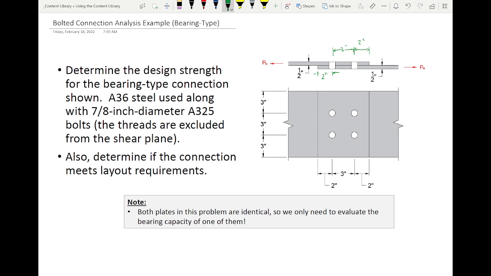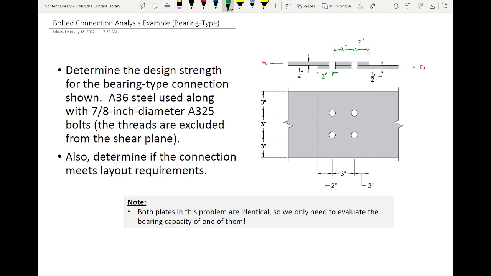And so this further illustrates that these are literally the exact same plates just lapped onto one another, right? It's like I fabricated 2 identical plates and connected them with A325 7/8 inch diameter bolts. With me so far? All right, let's get to work.